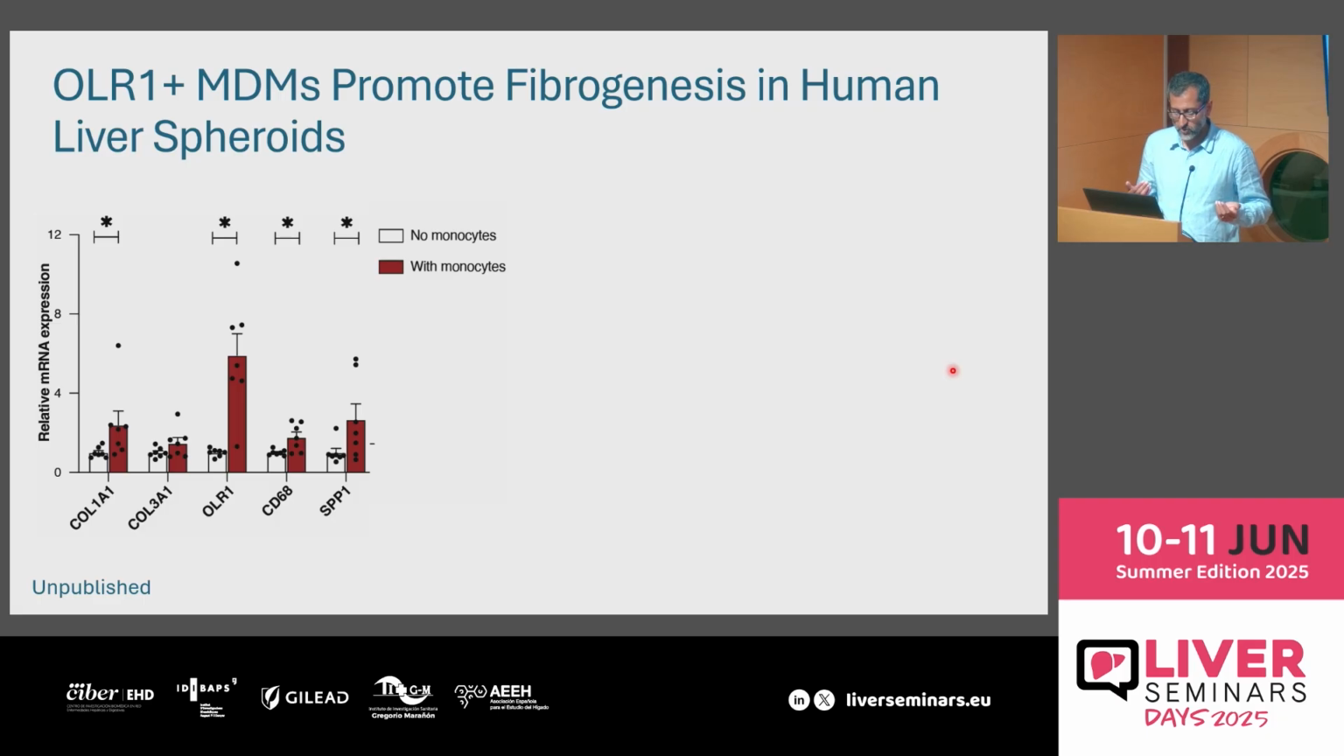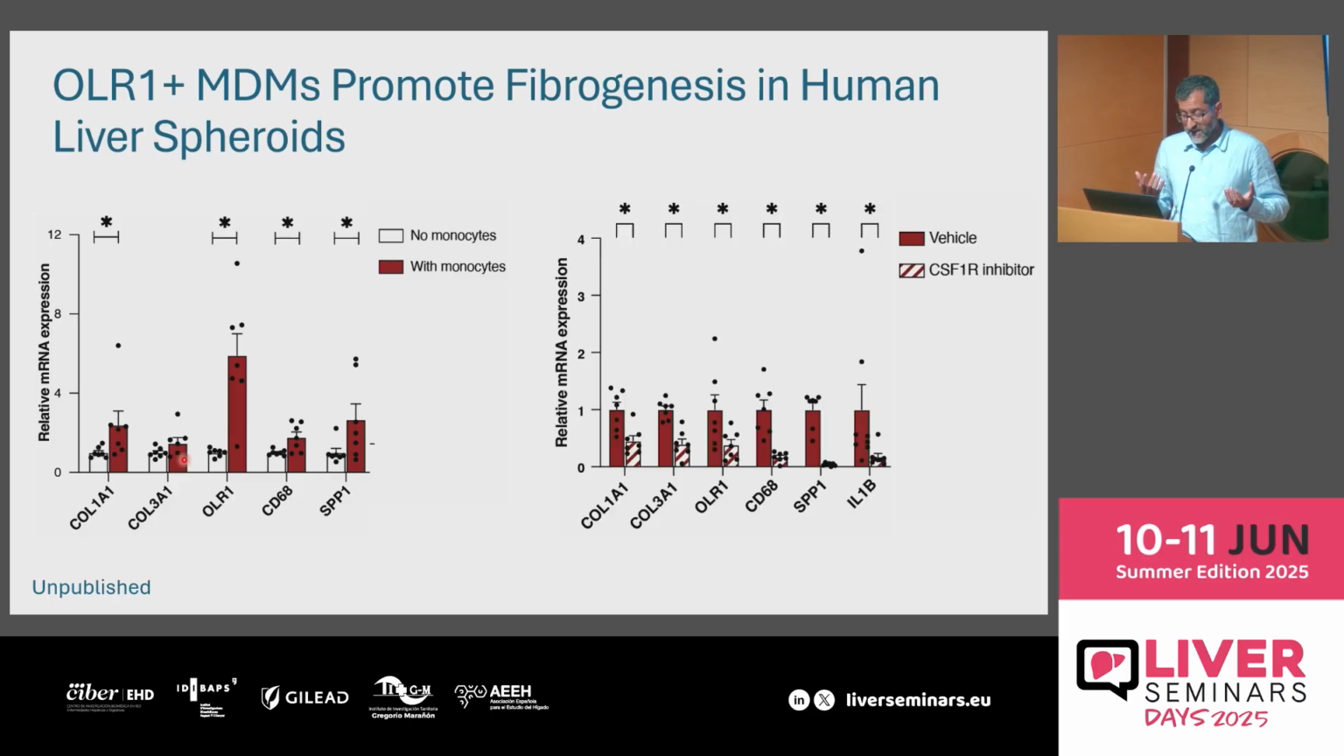You get an upregulation of OLR1 and other scar-associated macrophage markers, and you also get a spike in fibrogenesis. You can see COL1A1 goes up, and there's a trend to increase in COL3A1. On the other side of that, if we deplete these macrophages during the treatment phase with a CSF1R inhibitor, we get a reduction in the scar-associated macrophage markers and the pro-inflammatory cytokine production, and a reduction in fibrogenesis, showing that these monocyte-derived macrophages in human samples and human models are actually promoting fibrosis.